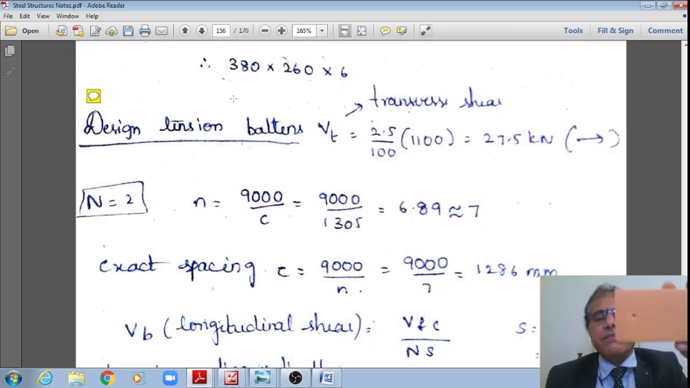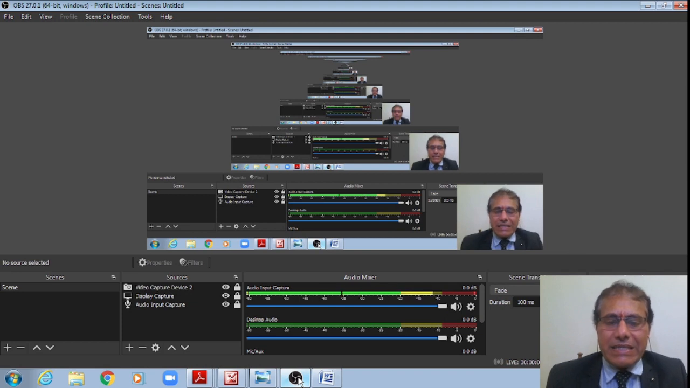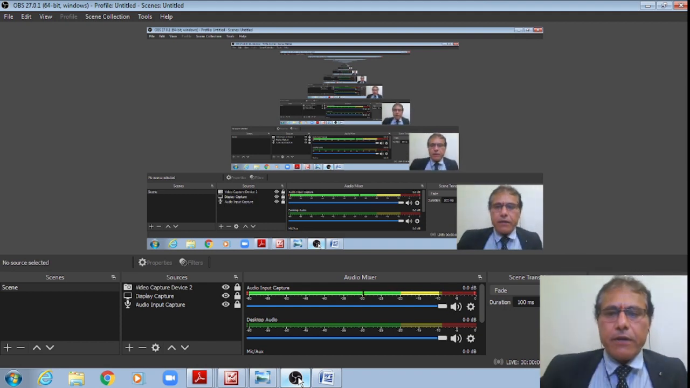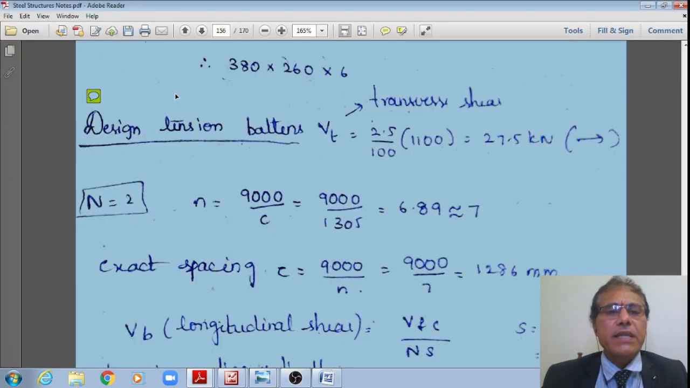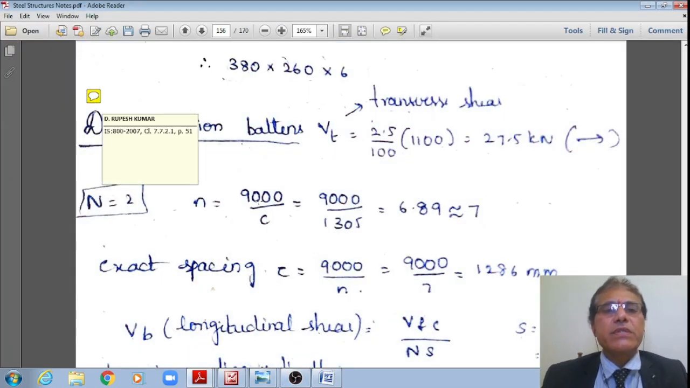Just now I fixed the sections. Now we'll check whether this section can bear the vertical shear as well as the longitudinal shear or not. For that, I need to calculate the design forces. So the next heading is the design forces.